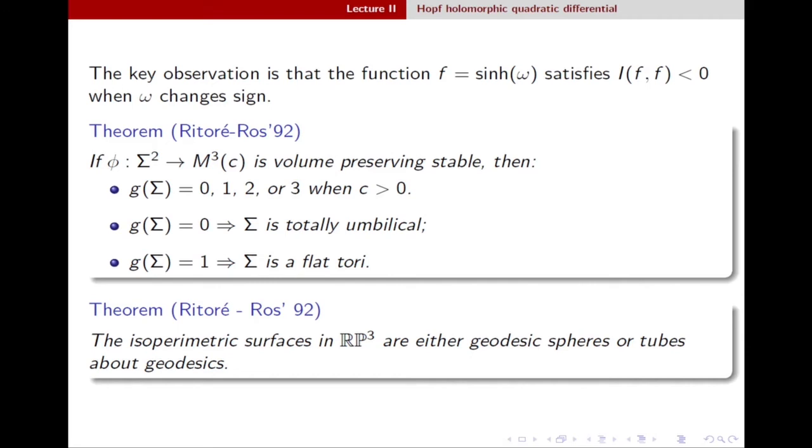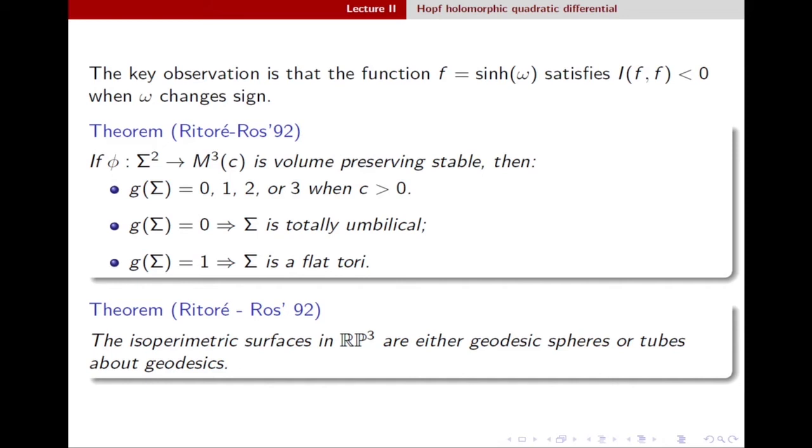So the tubes about geodesics are better competitors than geodesic spheres when the volume is, for example, half the volume of RP3, okay? And I would like to remark that this is the first example where the classification of stable CMC surfaces gave an application to the isoperimetric problem. Okay, so this is the result in RP3.